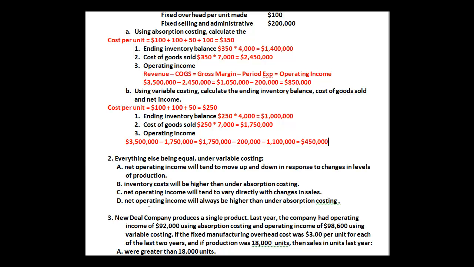The two answer choices that said it will always be higher or always be lower, we can't say that because it depends on production versus sales. If you produce more units than you sell, then income is going to be higher under absorption. But if you sell more units than you make during that time period, then income is going to be higher under the variable costing method. So we have to eliminate those. So your answer here is actually C. The net operating income will tend to vary with changes in sales.